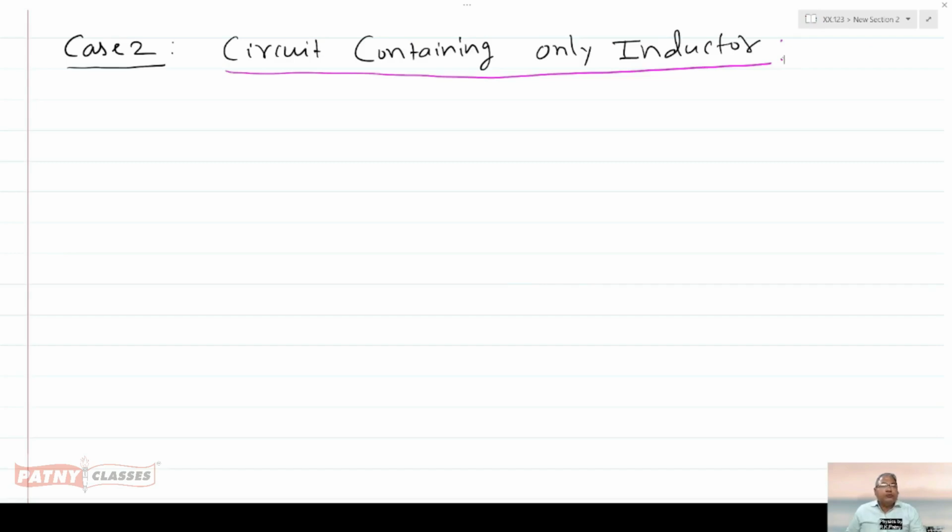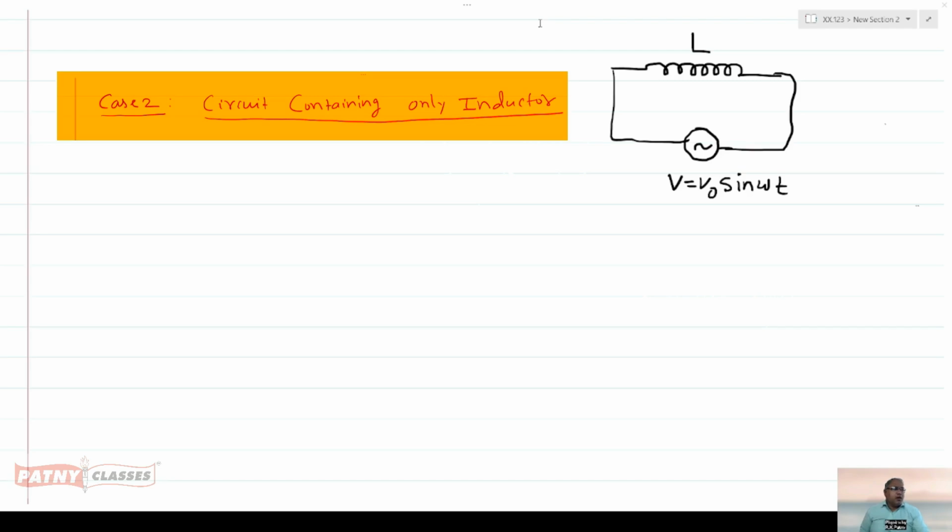Now case 2. In case 2, I am going to talk about a circuit containing only an inductor. L is the inductor, and how much voltage is applied across it? V equals V naught sin omega t. This is the applied voltage across the inductor.